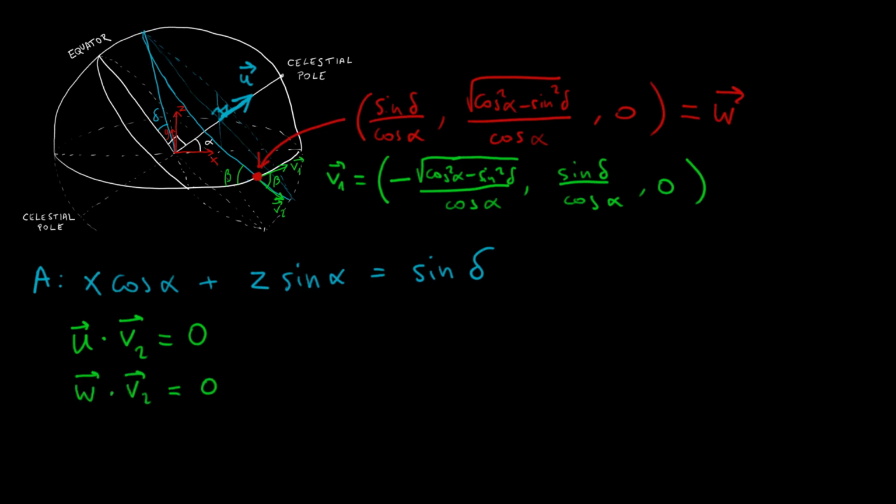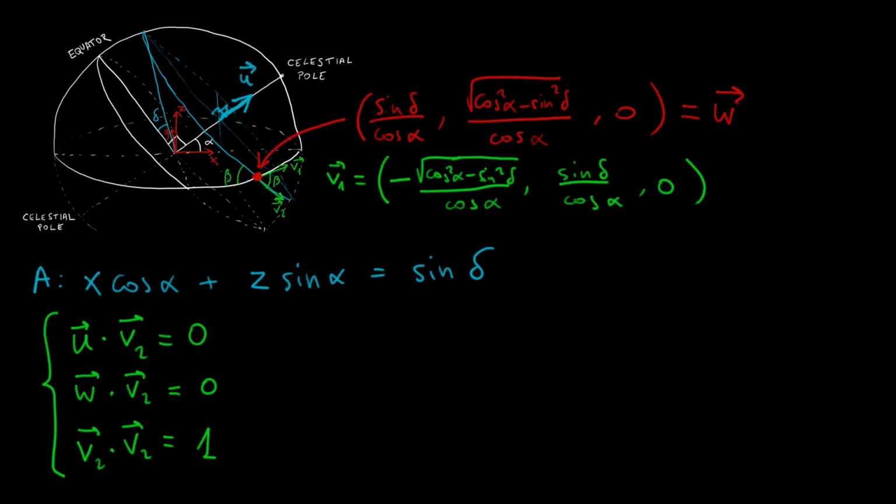Similarly, w is perpendicular to v2, as it is along the radius of the sphere, and v2 is tangent to the sphere. Finally, we'll want v2 to be a unit vector, like the 2 other vectors. I'm writing this using the dot product, but it just means that the sum of the squares of its coordinates are 1. Now we have 3 equations for 3 unknowns, so we can start solving them.